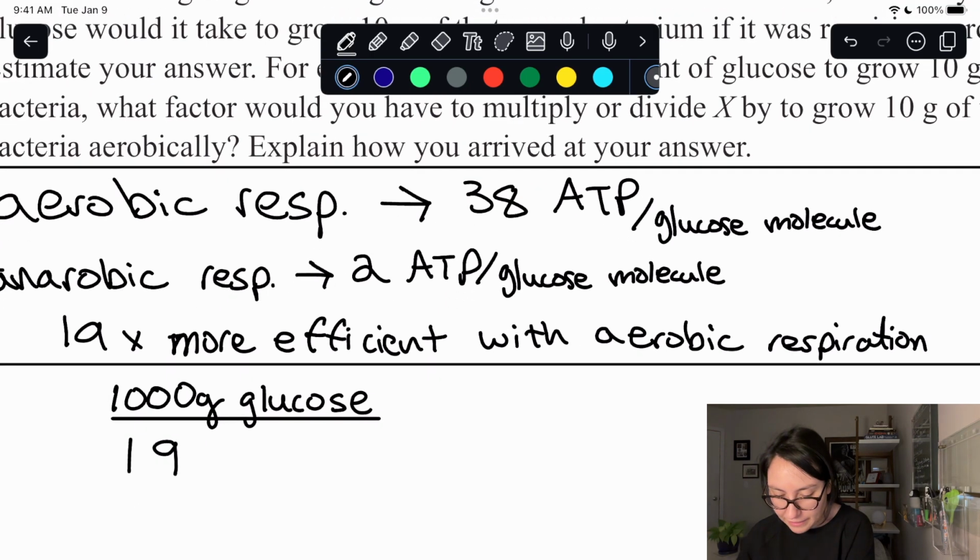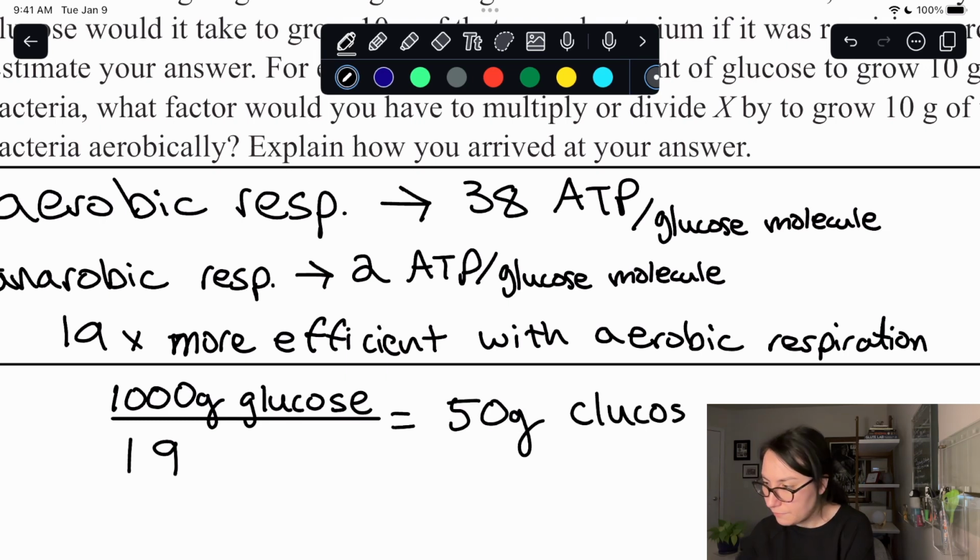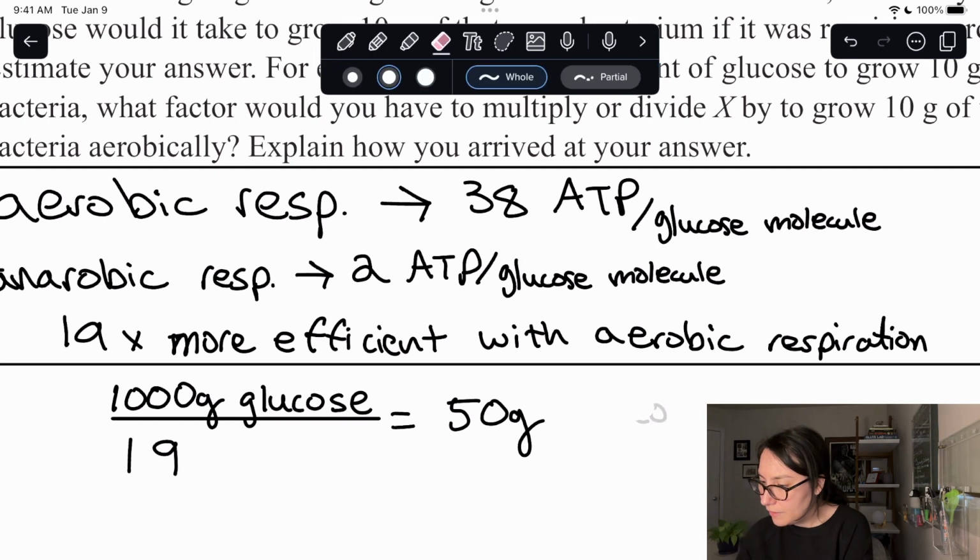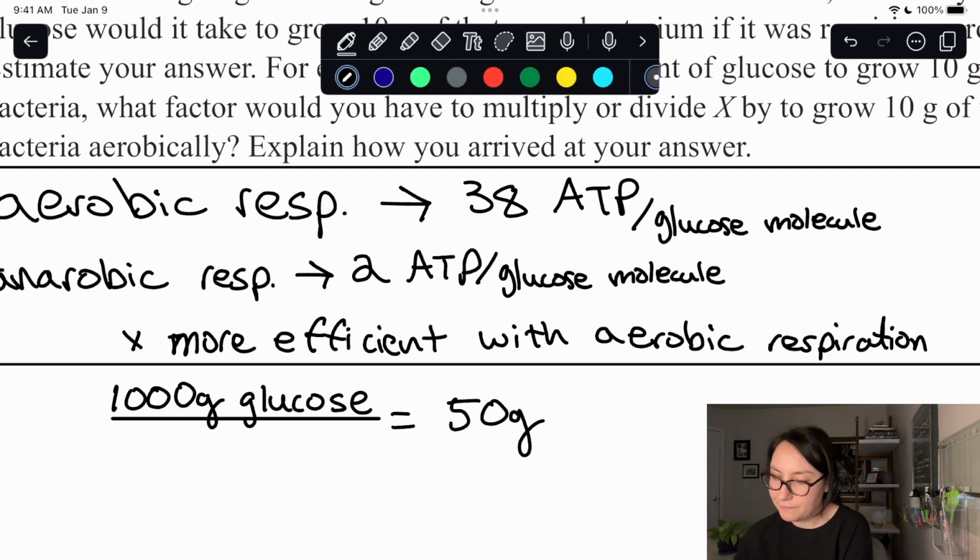And then your math down here is you're going to have 1,000 grams of glucose divided by 20, and that is going to equal about 50 grams of glucose. Oh, it's not 19. I'm sorry, ignore me. It's 20 times more efficient.